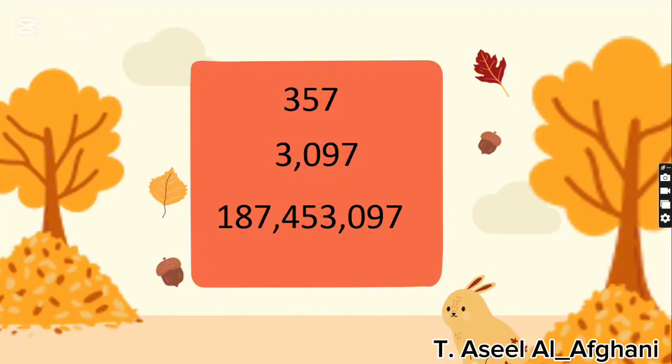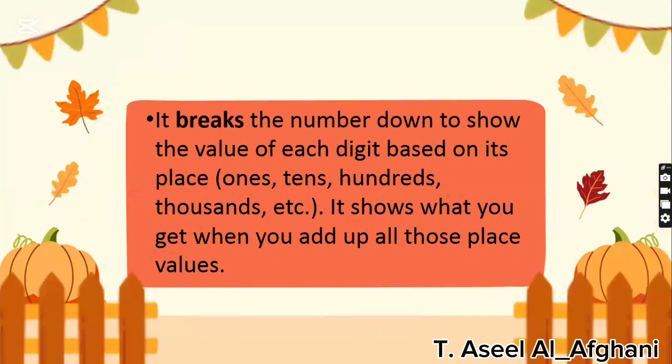187,453,097. Good job. Now, writing the numbers in math in this way normally, as we learned before, is called the standard form. So all of these numbers were written in the standard form. Teacher, do you mean that there is another form to write these numbers? Yes, of course. So remember, writing the numbers like this, quick and short, is called the standard form.